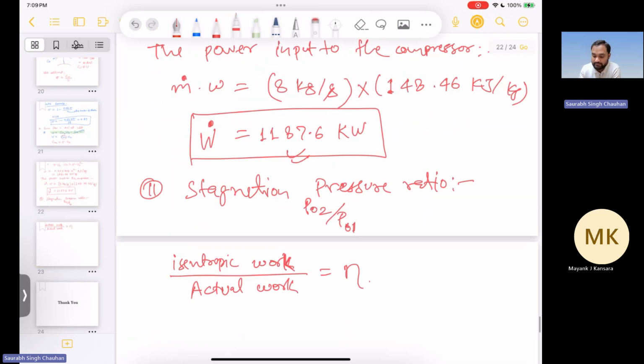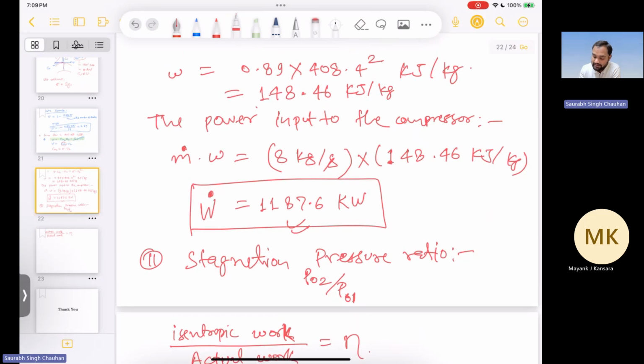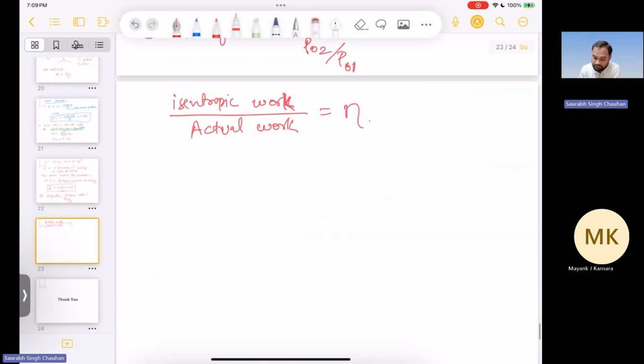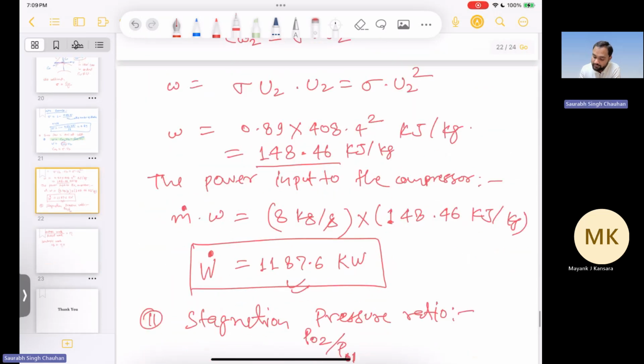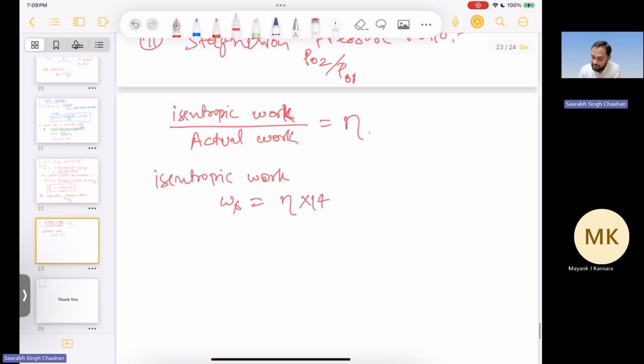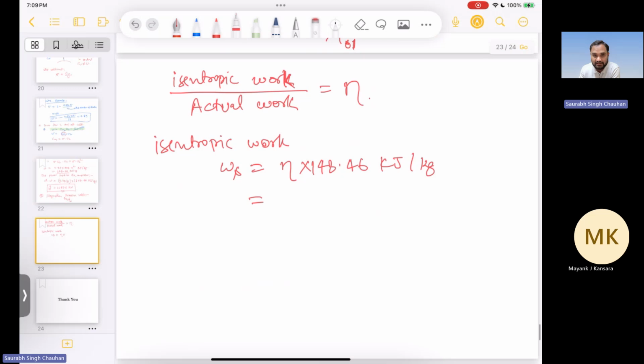You have just calculated it on a per unit mass basis. It is 148.46. So the isentropic work, again on a per kilogram basis, will be eta times actual work. Actual work is 148.46 kilojoule per kg, and this efficiency is also given in the question, 79%. So 0.79 times 148.46 kilojoule per kg will be your isentropic work.